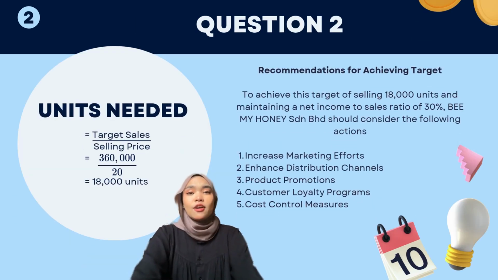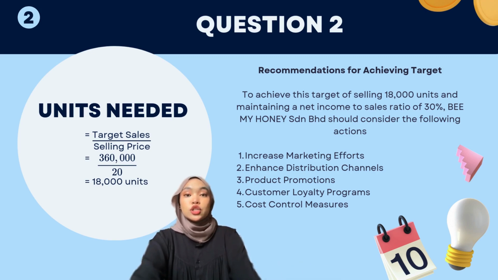So, the final part of my question is to calculate the units needed for Be My Honey. For 2025, Be My Honey can reach the target net income by selling 18,000 units, or they can make 316,000 ringgit in sales. So, I would recommend the company boost its marketing efforts to increase brand visibility.